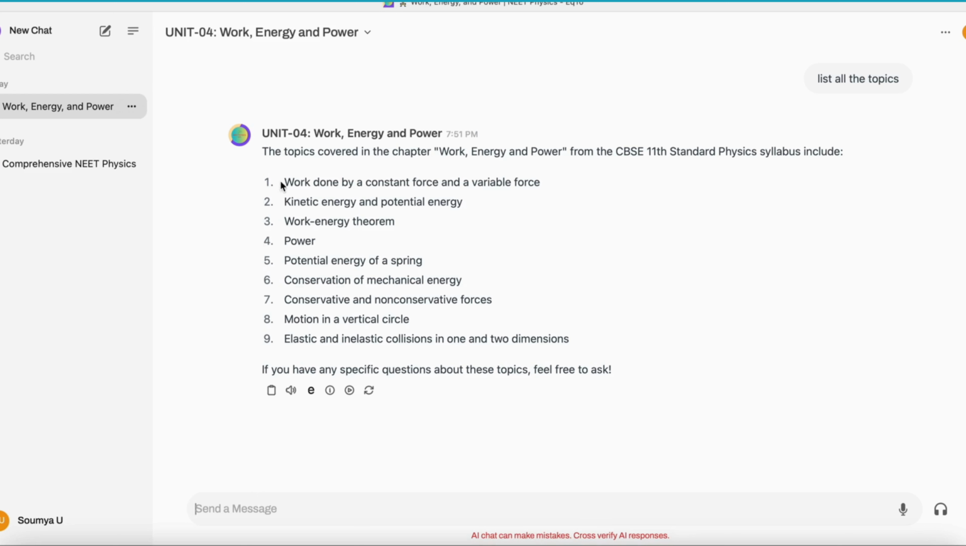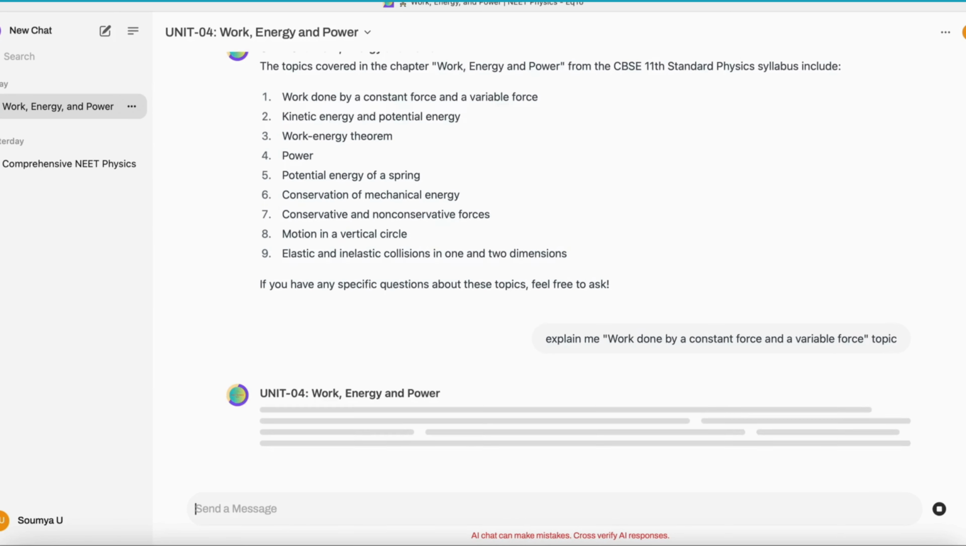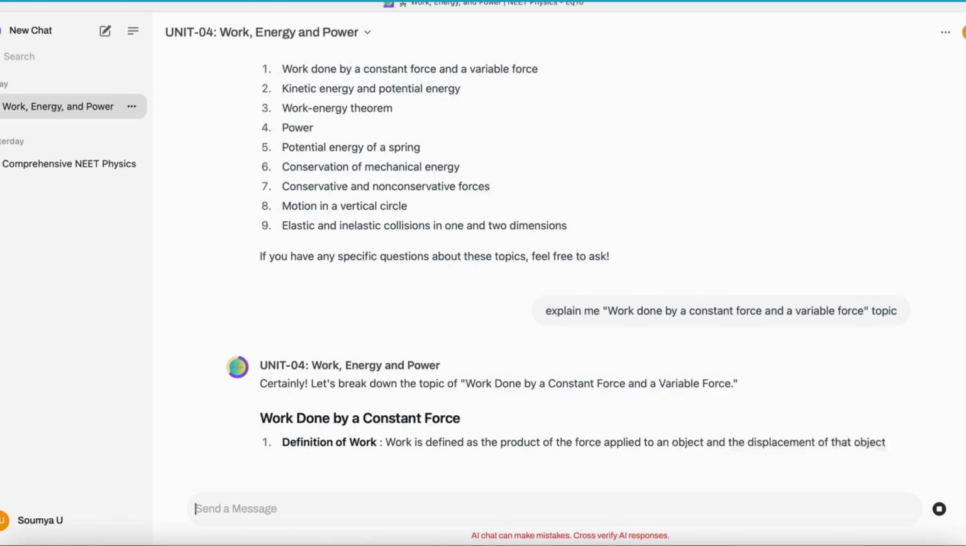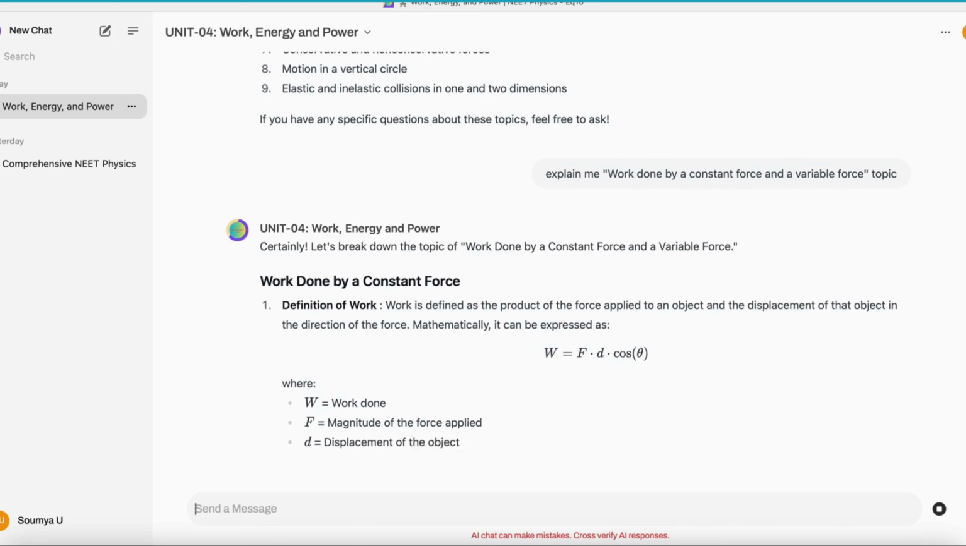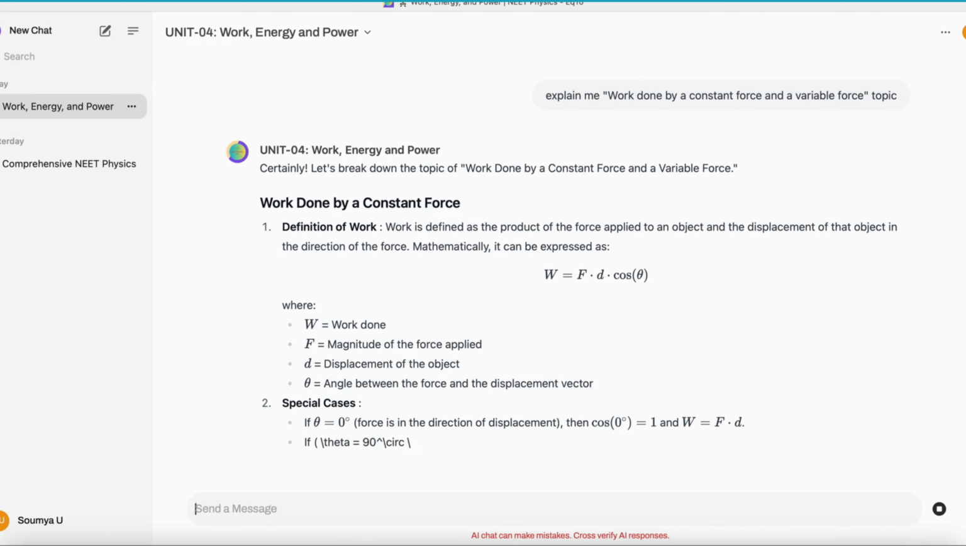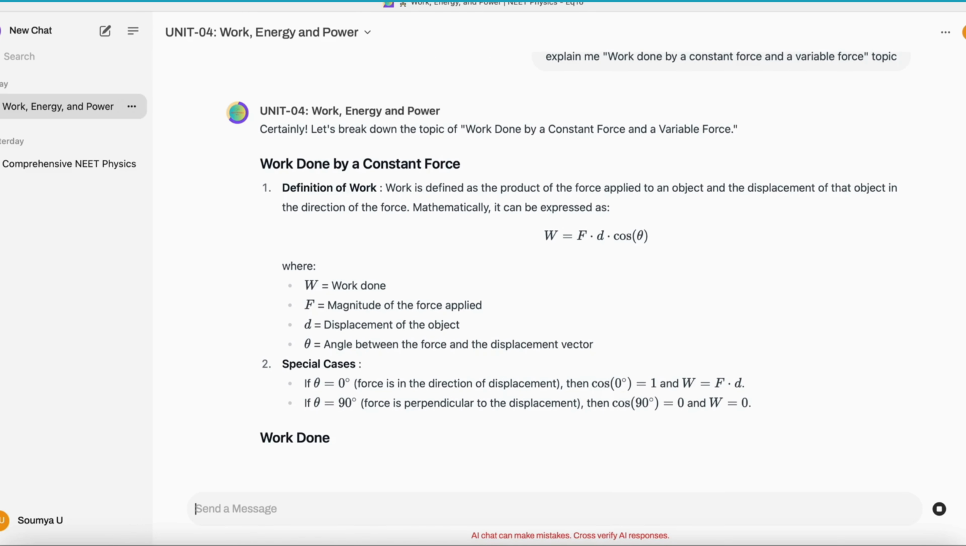Let's ask EQ2 to explain the first topic, work done by a constant force and a variable force. Question: explain me work done by a constant force and a variable force topic. Answer: certainly. Let's break down the topic of work done by a constant force and a variable force. Let's discuss work done by a constant force.